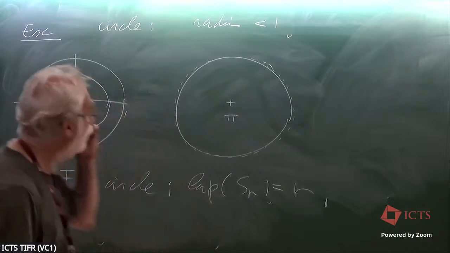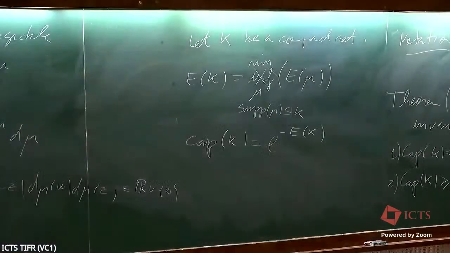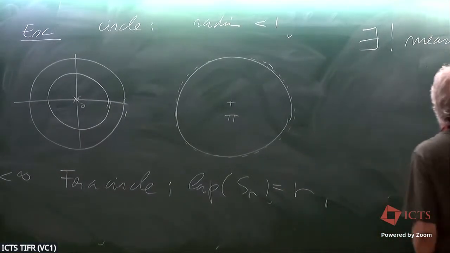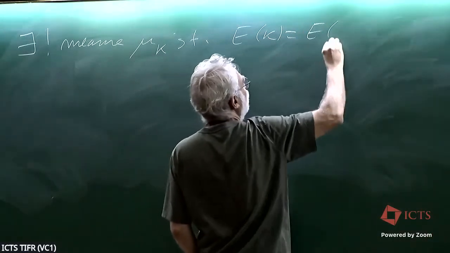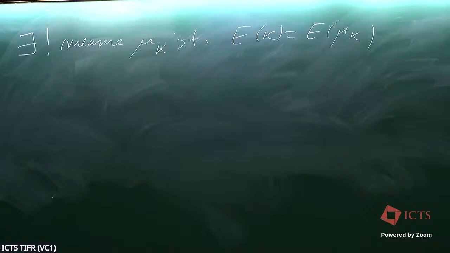Okay. Now, we have a little bit even more. When we have a compact set and we have this infimum, in this case, this is not an infimum, this is a minimum. So the good thing is that there exists a unique measure, mu K, such that the energy of K is equal to the energy of this mu K, which in some sense is the distribution of the charges in this physics idea. So there is a unique solution to this problem.